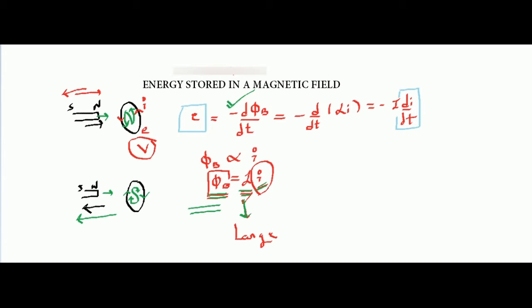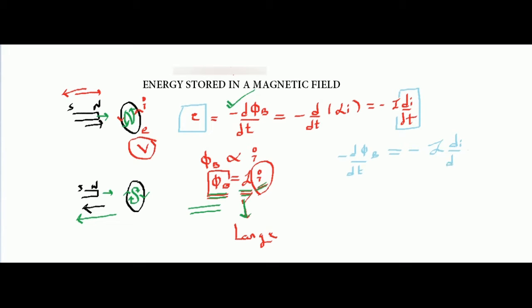Now this has some interesting consequences. You have to understand this new equation. So what is the new equation? Look at this equation: you have d phi by dt, a changing magnetic flux, equals minus L di by dt.